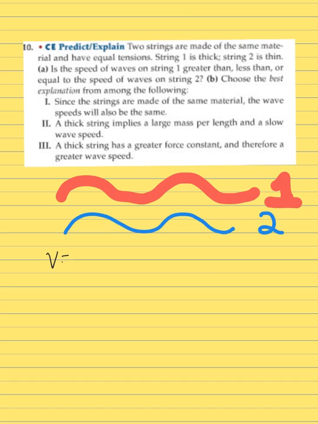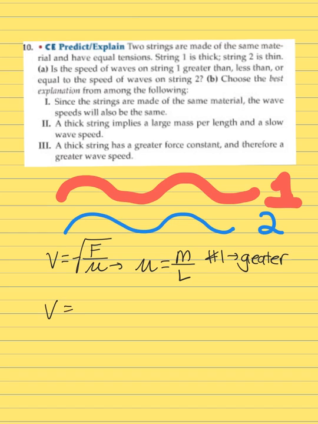So let's head back to our equation for waves on a string. Now as a reminder, this mu is mass over length, and we know for number 1 it is greater. Now let's say that string number 1 is double the mass. So if I actually plug this in, we can tell pretty easily what's going to happen.